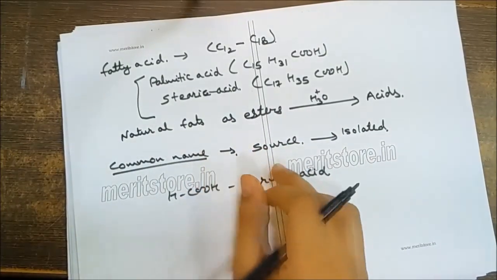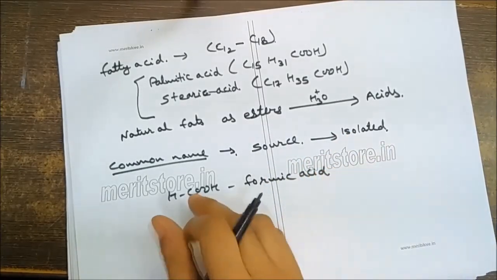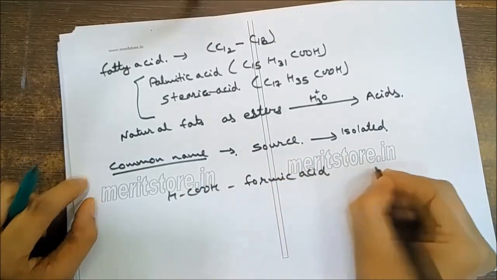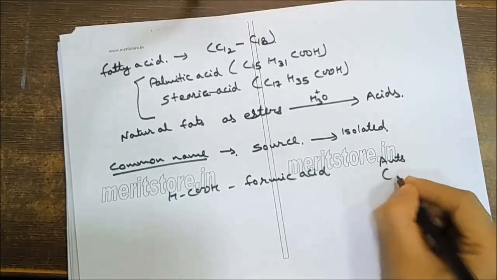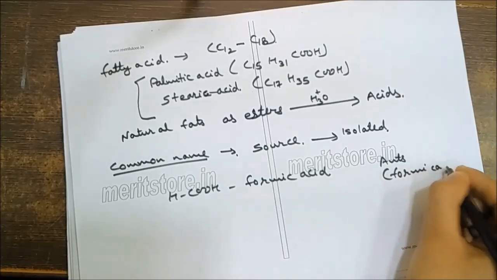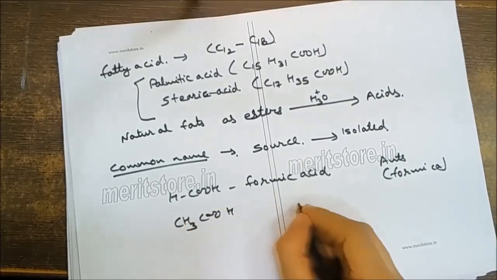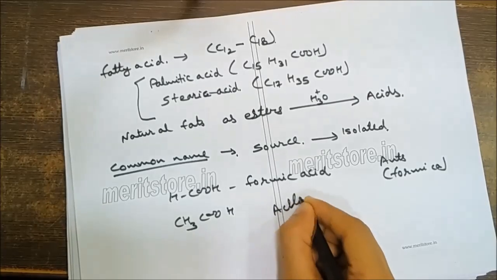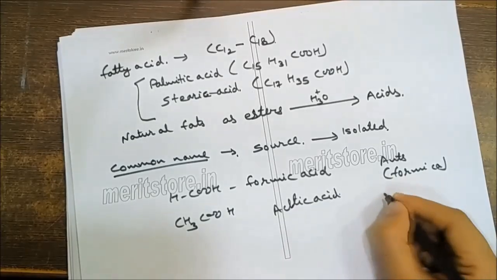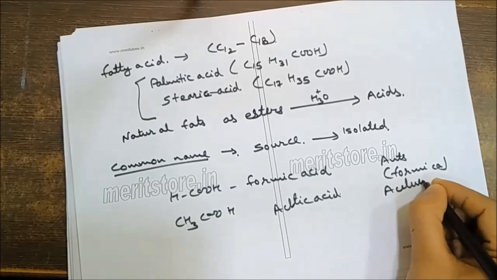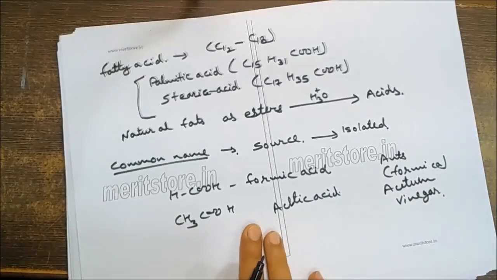Common names for carboxylic acids are derived from the source from which they were first isolated. So formic acid is isolated from ants, that is formica, so it is called formic acid. Acetic acid is isolated from acetum, that is vinegar, so it is called acetic acid.